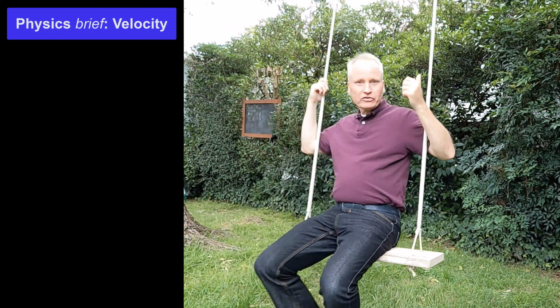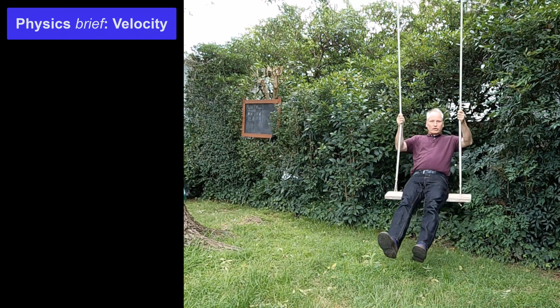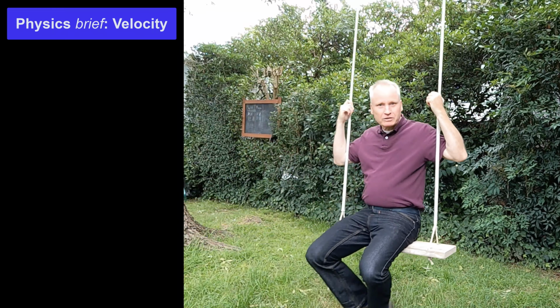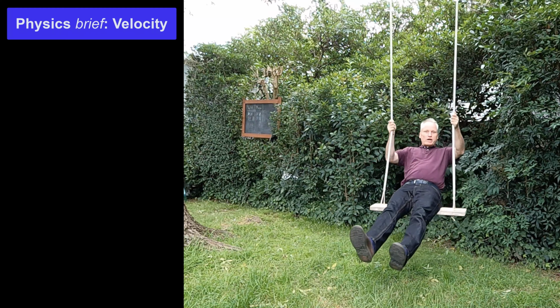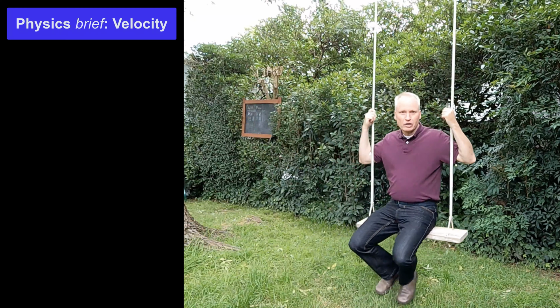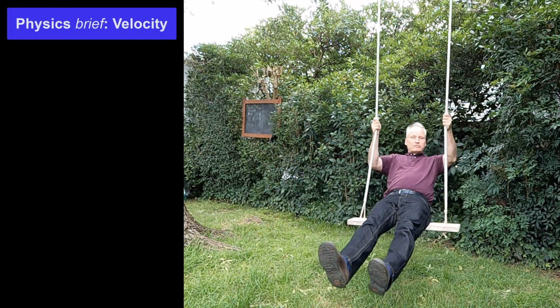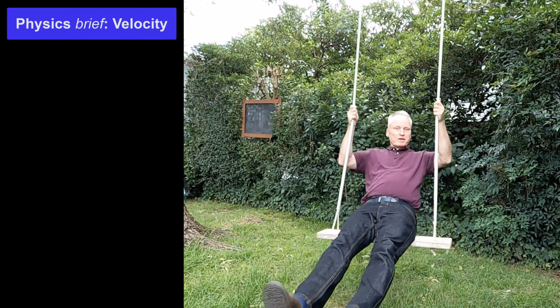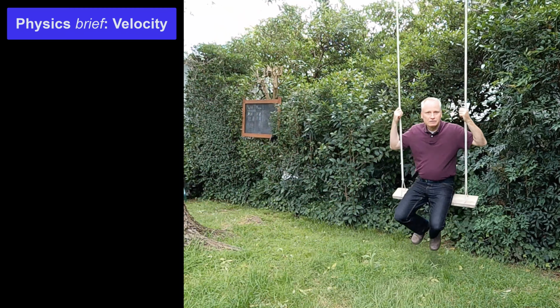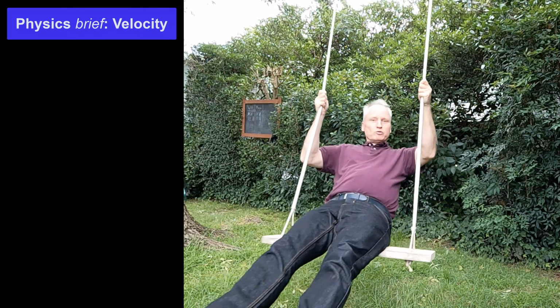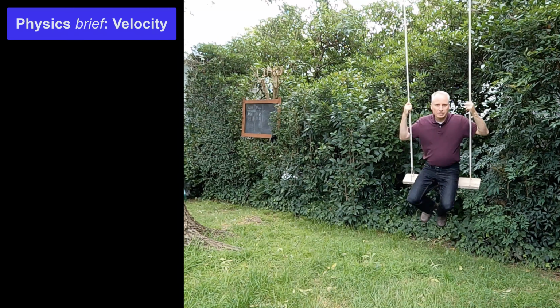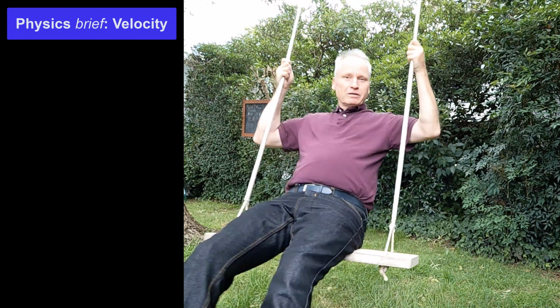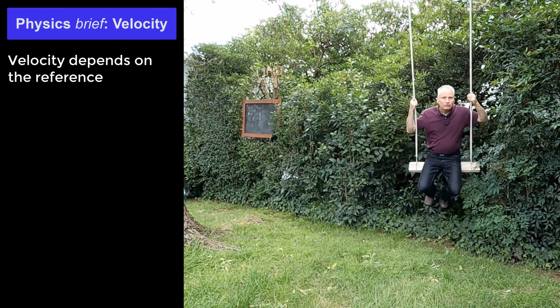We all know what velocity is, don't we? Look at me, I'm moving forward and backward on this swing. So I have a velocity. Hang on. Aren't I at rest? I'm sitting firmly on the seat. So with respect to the seat, I'm at rest. With respect to the ground, I move. So clearly, velocity depends on the reference.